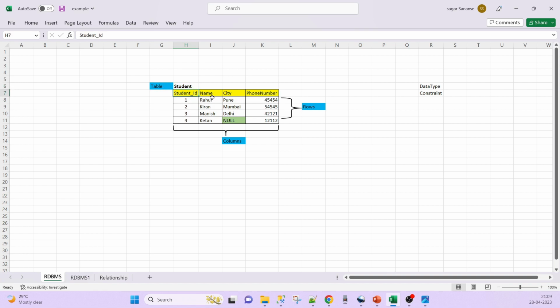There is a student ID column, name, city, phone number. These are the columns, and these are the rows 1, 2, 3, 4. And here is the null value. What does it do? A null value means an unknown value, or we don't know. It is not zero, and it is not an empty string either. It is just an unknown value, meaning that while inserting the record into the table it was kept blank. Such a value is considered a null value.